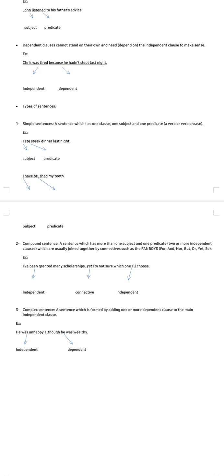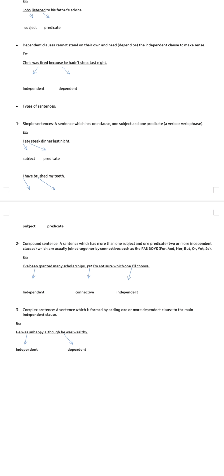Then we have complex sentences, which is a sentence which is formed by adding one or more dependent clauses to the main independent clause. What does that mean? He was happy, although he was healthy. He was happy. If you take it, it'll make complete sense. It's independent. Although he was healthy. Who is he? Who are we talking about? It's dependent. It needs the independent clause to make sense.